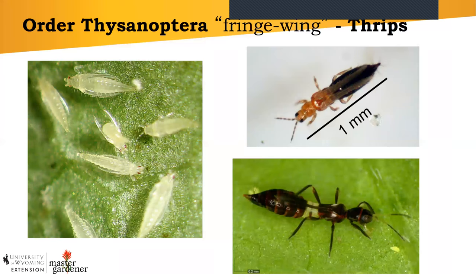There are some that usually are boldly marked that are actually predatory. They prey on the eggs of things like spider mites or other insects, and so they're not plant feeders. But the ones like western flower thrips, grass thrips, onion thrips, tobacco thrips, can be real problematic on plants. They're very small. Most of them are from 1 millimeter to some species up to 2 millimeters.